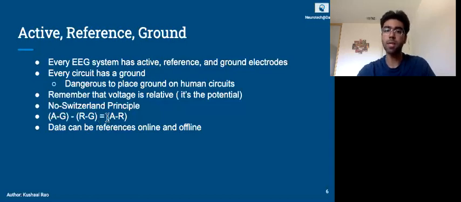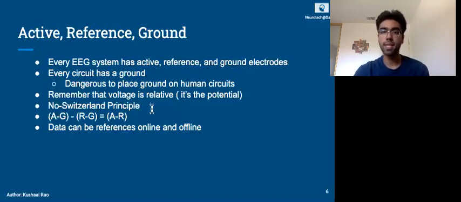So that's what I mean when I say no Switzerland principle. This is actually a term that my PI taught me in the lab. What he means by this is that there is no neutral point. Switzerland's been known to be politically neutral, and taking an analogy from that, there's no electrically neutral point in the body. Everything has electrical activity that can be picked up by the electrode in some form or fashion.